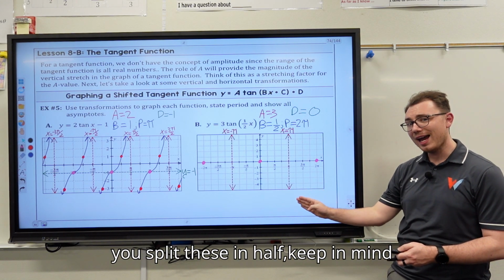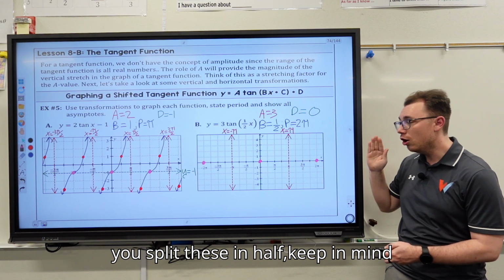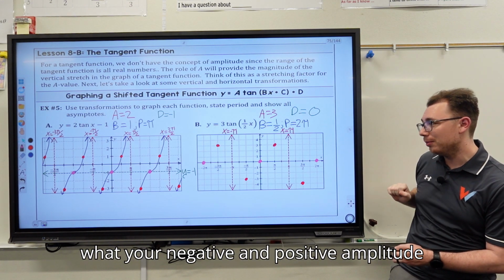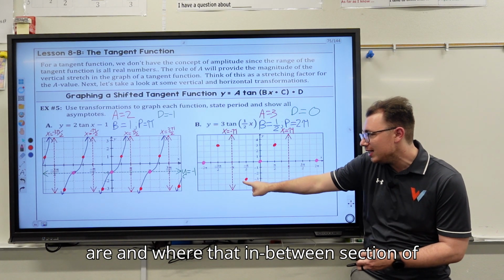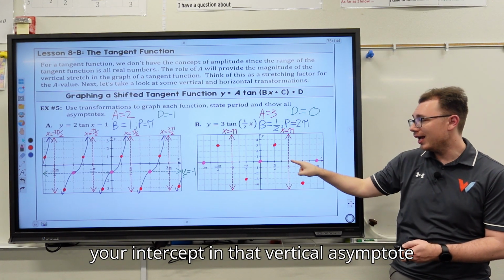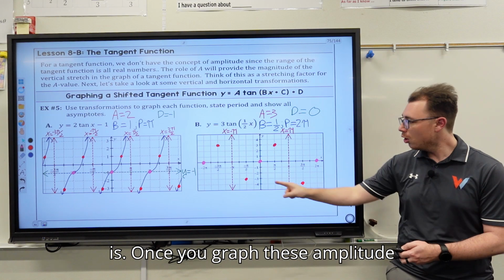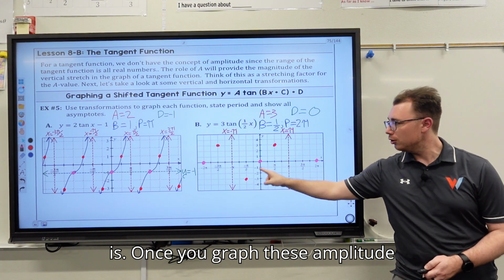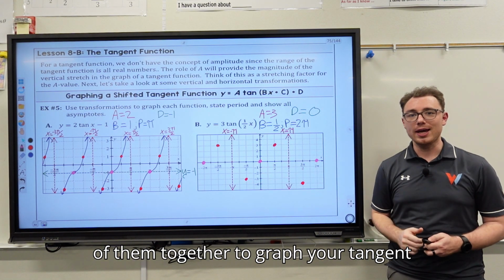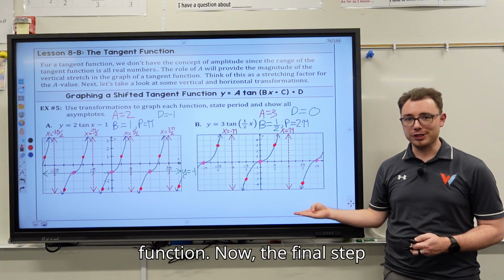Once you split these in half, keep in mind what your negative and positive amplitude are and where that in-between section of your intercept and that vertical asymptote is. Once you graph these amplitude points here, you're able to connect all of them together to graph your tangent function.